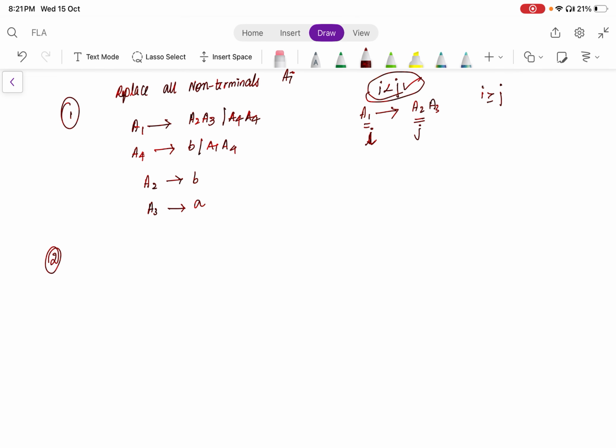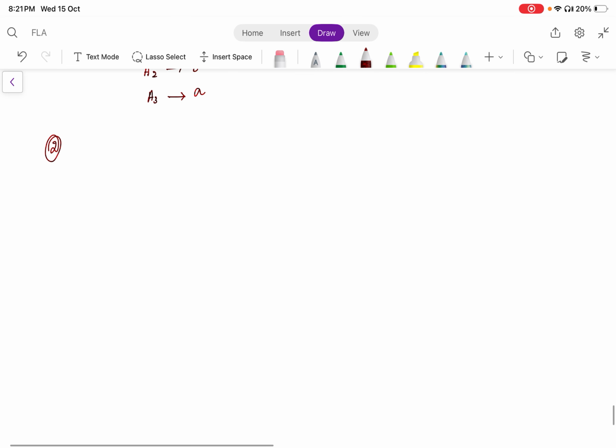Now look at the productions, which of them are satisfying the condition. Here I is less than J, this satisfies the condition. Here I is less than J, satisfies the condition. Okay, here I is greater than J, this is not satisfying the condition. So you have to make it satisfy the condition.